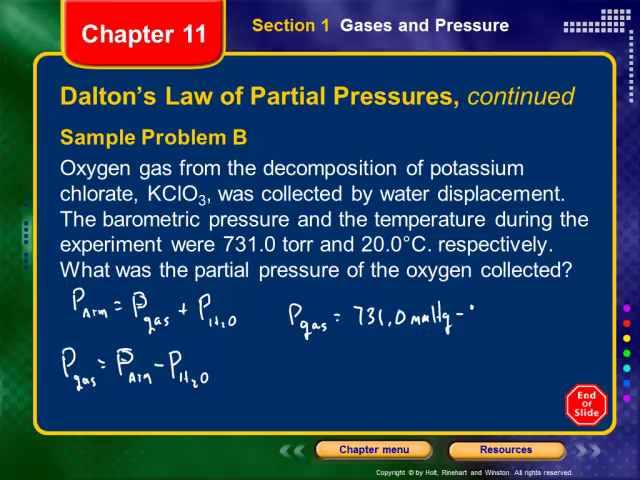So we subtract 17.5 millimeters, and we get the partial pressure of the gas, or the pressure of the gas, just by doing that arithmetic. 731.0 minus 17.5, and we get 713.5 millimeters of mercury. So that would be the pressure of the dry oxygen gas.